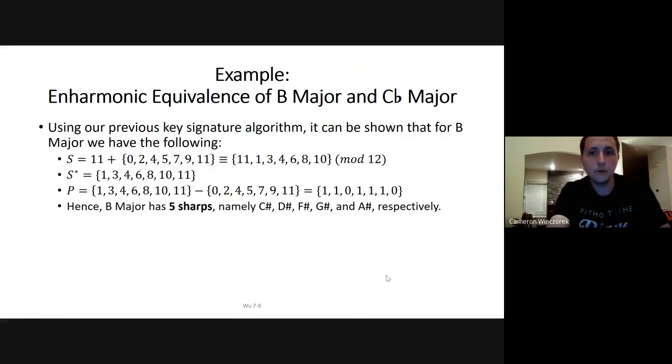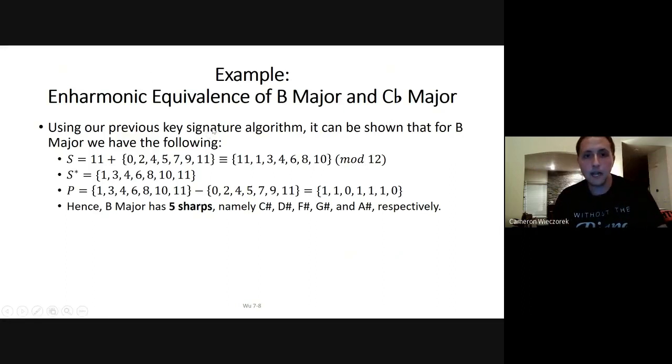So let's start with an example. Let's look at the enharmonic equivalence of B major and C flat major. Again, if these two major scales were played, your ears would not be able to detect any differences, but one of them is going to contain sharps and one of them is going to contain flats.